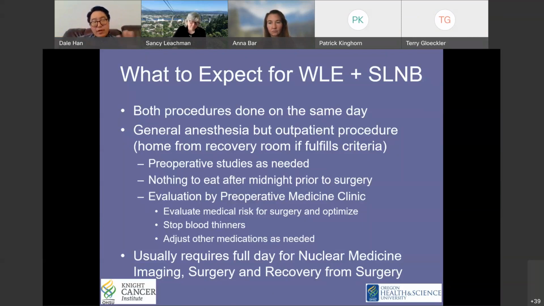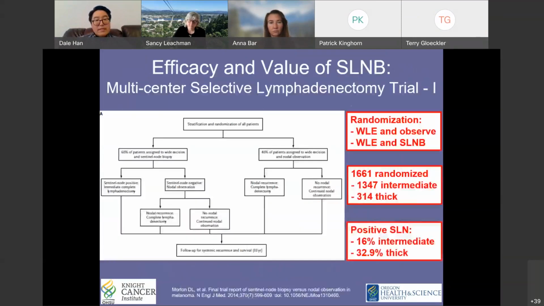And then, after everything's all done with the wide local excision and sentinel node biopsy, you then have about a 2-hour recovery after you wake up from the anesthesia. So why do we do sentinel lymph node biopsy?